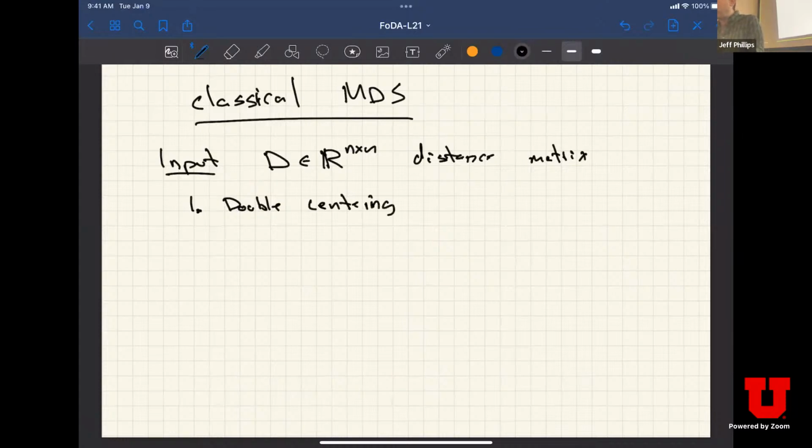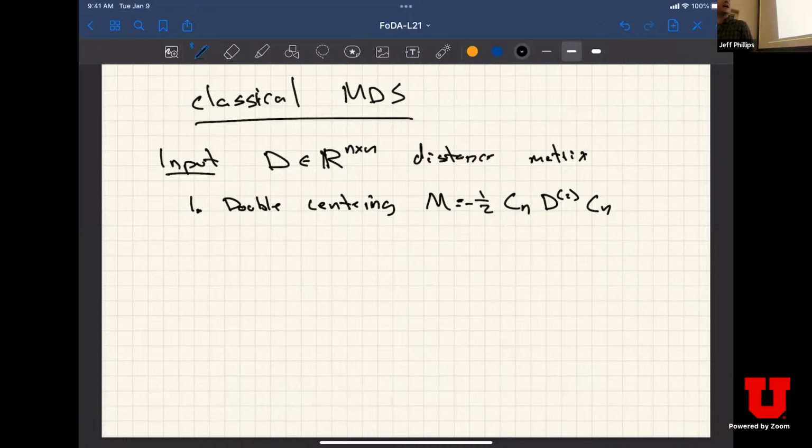Okay, and I'm going to create another n by n matrix, which is going to be equal to minus 1/2 Cn D, the squared distances, Cn. So this Cn is the centering matrix that we used before. I'm centering on both sides and multiplying by negative 1/2. And this is another n by n matrix.